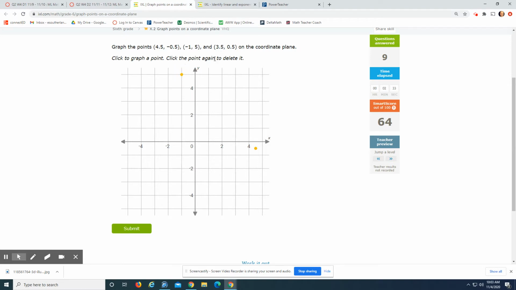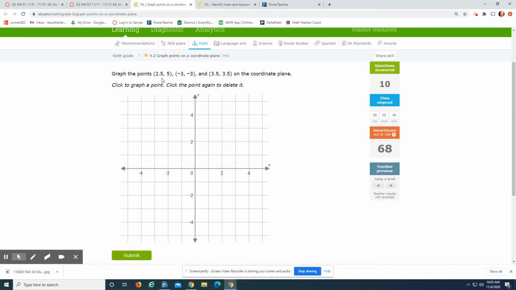And then we're on to this one. 3.5 is right there's 3. So just past it would be 0.5, and then up 1 would be 0.5. Or up 1 little tick. 2.5 is here, and then up to 5 would be go straight up to 5. -3, -3, over to -3, down to -3. 3.5, 3.5. I'm going to go over to 3. The 0.5 is just past it, and then I'm going to go up to 3, and then just past it. And then we have 3.5, 3.5.